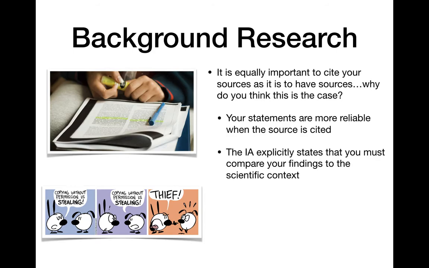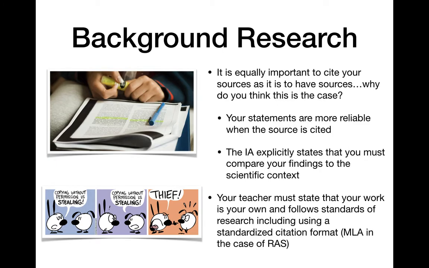The IA explicitly states in the rubrics that you must compare your findings to scientific context, and that means saying, this study done by these scientists at this university found blah, blah, blah. My experiment found blah, blah, blah. They're similar this way, they're different this way. You have to say which study you're comparing with.